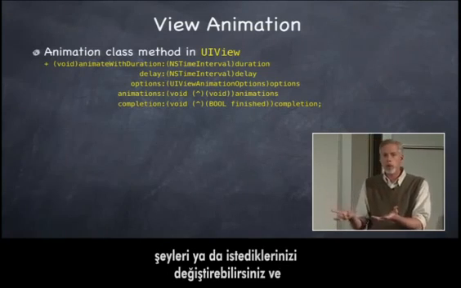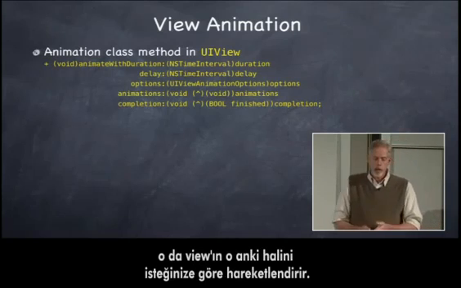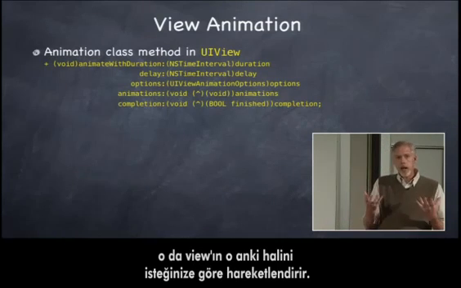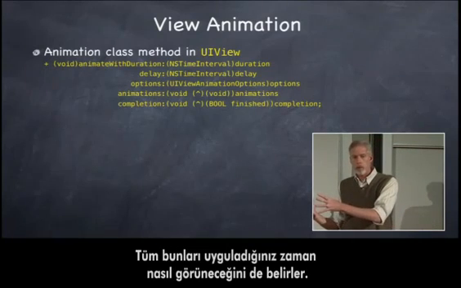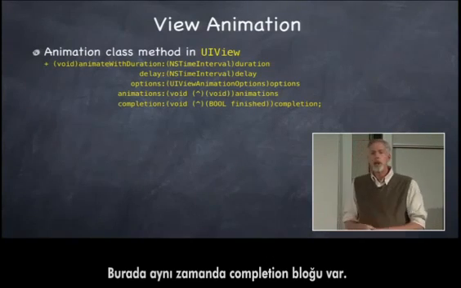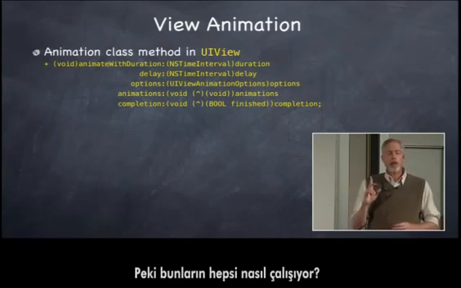Inside that block, you change these things like hidden and alpha and transform to whatever you want, and it'll animate the view's current state to whatever it would look like after you applied all those things. And then there's a completion block too. We'll talk about why that takes a bool in a second.